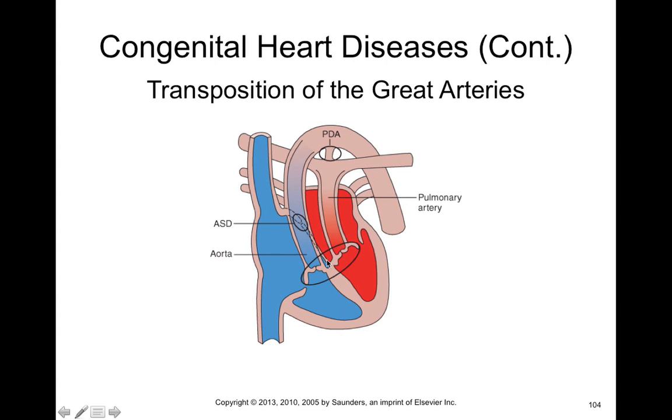This is not survivable, obviously, because if the blood that needs to be oxygenated never reaches your lungs, then your body's tissues aren't going to be able to survive that. So this is the type of thing that needs to be repaired shortly after birth or even in utero.